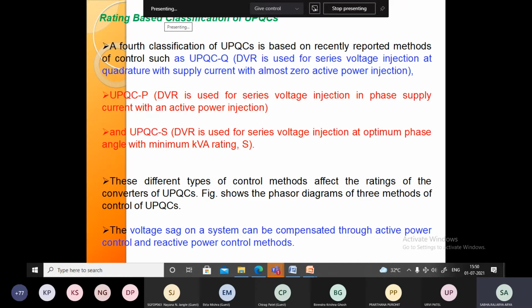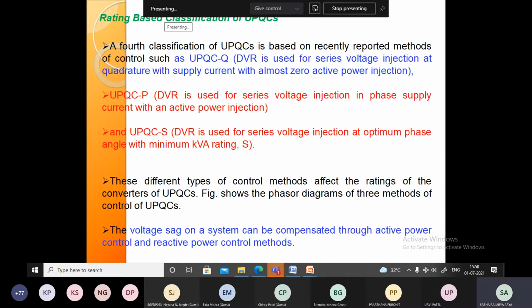For the fourth classification, here we are going to see UPQC based on the instantaneous reactive power method of control, such as UPQC-Q. DVR is used for series voltage injection in quadrature with supply current, with almost zero active power. If we are going to tell UPQC-P, what is the nature? You can see, based on the DVR operation, DVR is used for series voltage injection in quadrature with supply current with almost zero active power injection.